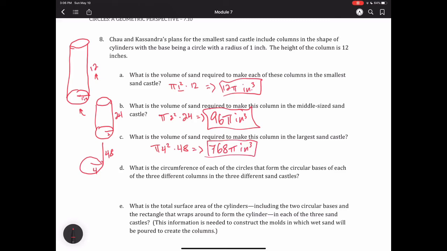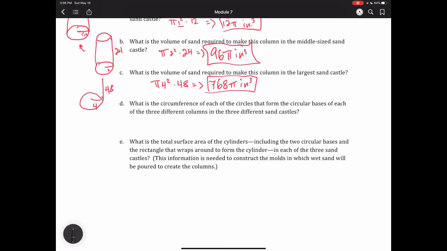Okay. So again, when we look at how we're increasing in our volumes, we're increasing pretty rapidly, right? From 12 pi to 96 pi to 768 pi, just by doubling the linear values of these. So now, what's the circumference of the circles that form the circular bases of each of the 3 different columns in the 3 different sandcastles?